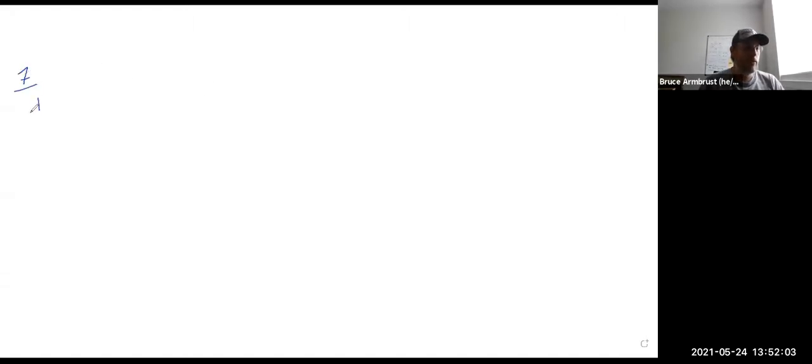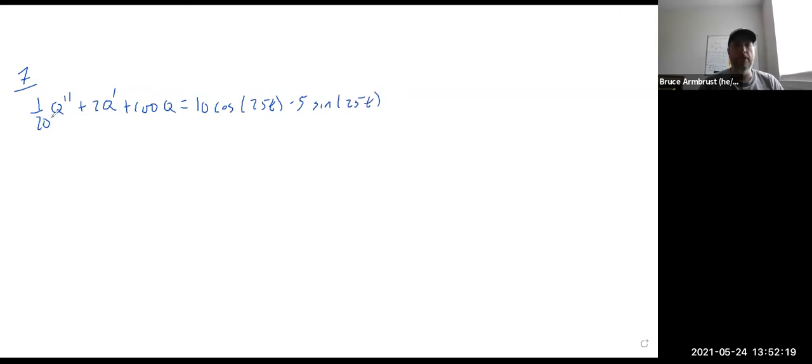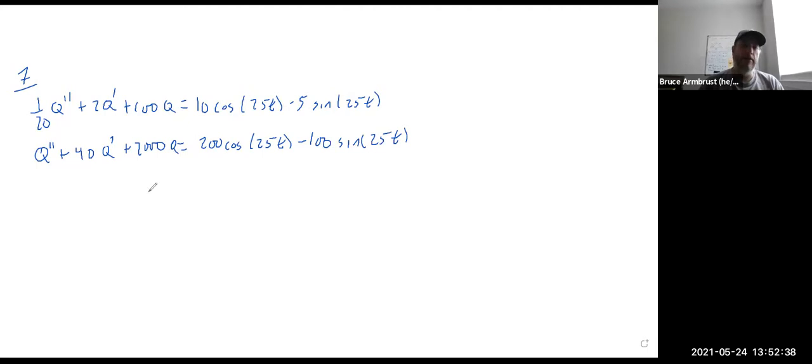So for this one, we had 1/20 q double prime plus 2q prime plus 100q equals 10 cosine of 25t minus 5 sine of 25t. So first thing I would do is actually multiply by 20. I really don't like fractions. All right, so let's just think about what we have to do here. Start with the homogeneous. So r squared plus 40r plus 2000 equals 0.